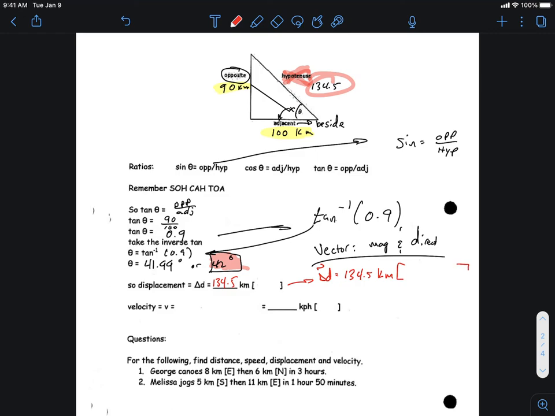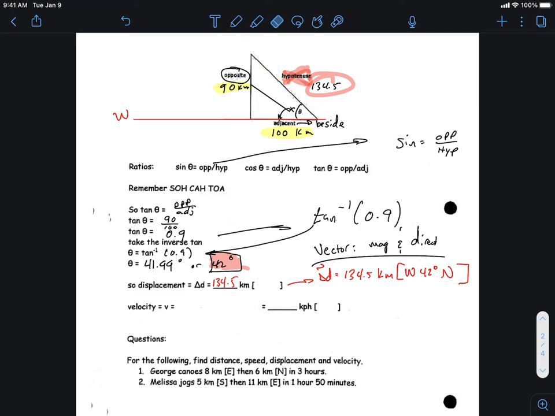And then you guys need to decide, okay, how am I going to write this direction? This is how I like writing it. So Jane initially traveled in the west direction. And then she traveled north. Well, how far north? 42 degrees north. Right? Because that angle there is 42 degrees.